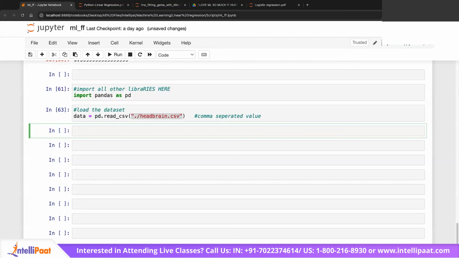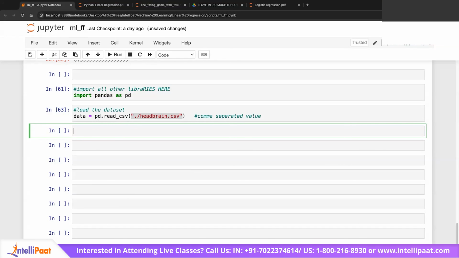Okay. Dot slash only gets you the file from the same folder in which your file ml underscore ff is written. Your folder needs to be the same. If the folder is not the same, it's not going to go beyond that to get it for you.